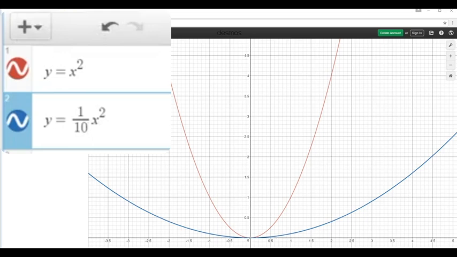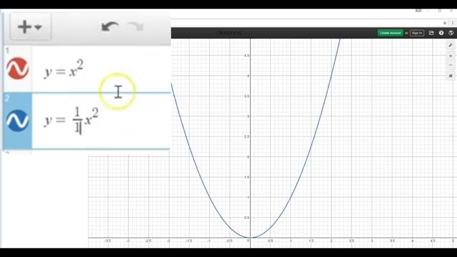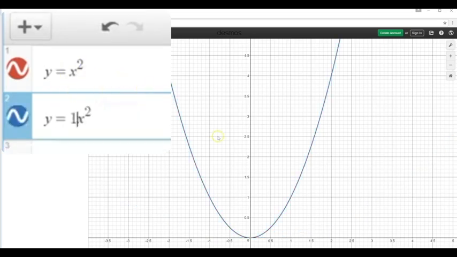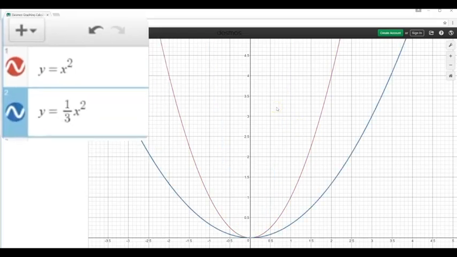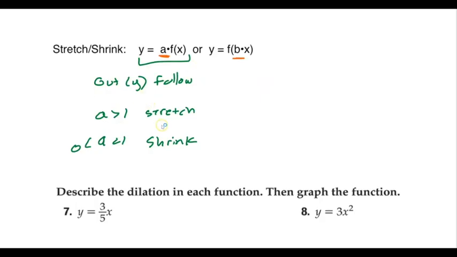That's what an outside stretch shrink does. The bigger the number, the skinnier it gets because it goes up really fast. If I put 5 there, it gets skinny. The smaller the number, the wider it gets. That's an outside y shrink and stretch.